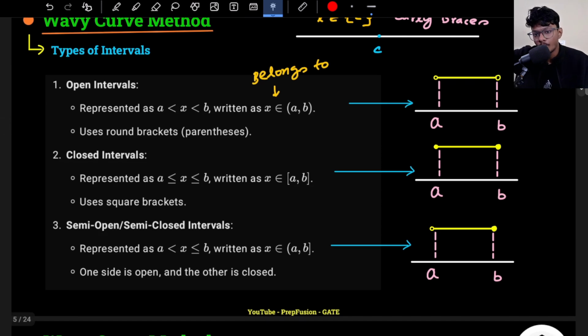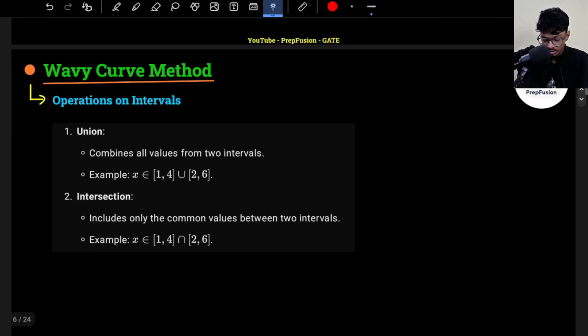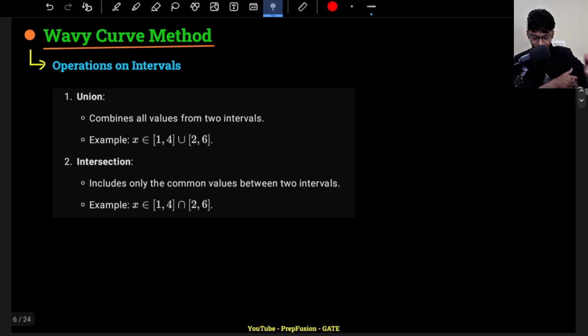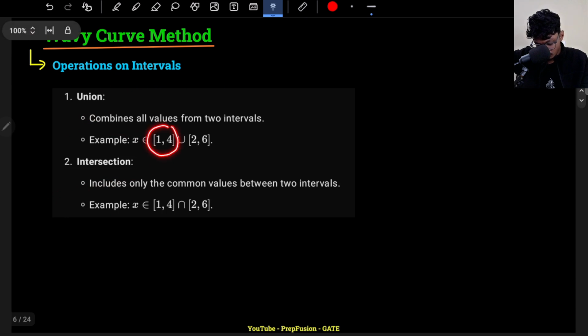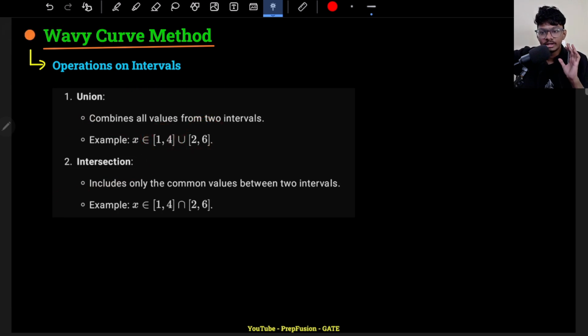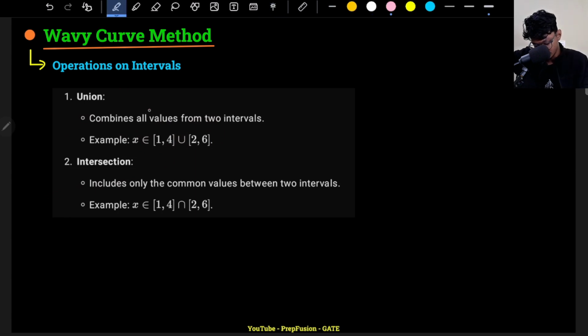Now there are a few operations on intervals that we need to understand before coming to the main topic of the wavy curve method. The first one is union, the second is intersection. You already know this, but I will still show you with an example. What does x belongs to 1 comma 4 union 2 comma 6 mean? Include everything, whatever is written. That is what union means. It combines all values.